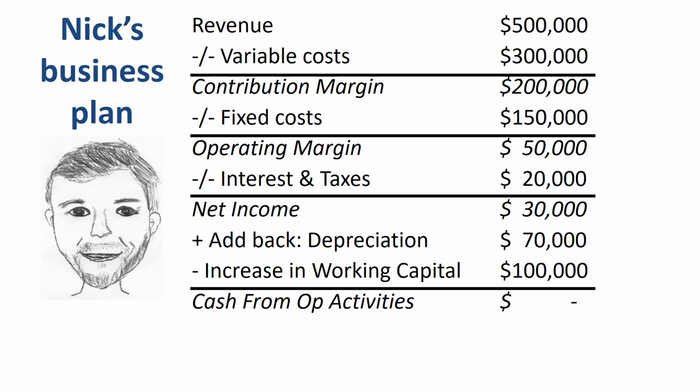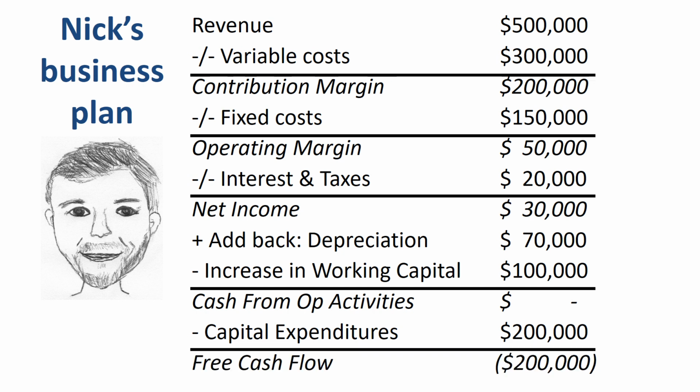Let's look at the final element in this example. Nick expects to expand the production capacity of his startup company in year 3 to capture a bigger piece of the value chain. In other words, make a more valuable product. To do that, he needs an additional investment in equipment, also called capital expenditures, of $200,000. This brings his free cash flow to minus $200,000. In other words, he needs to bring more capital into the business through an equity injection from shareholders or a loan from the bank to take his year 3 plans forward.